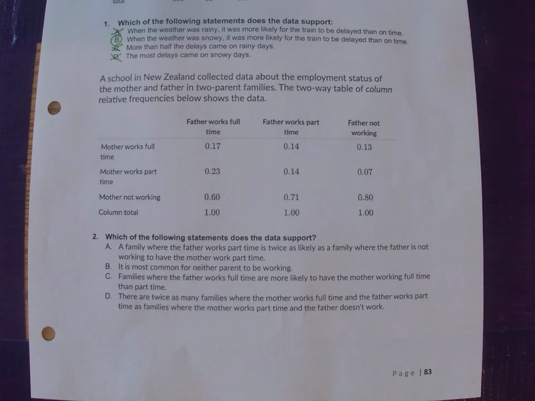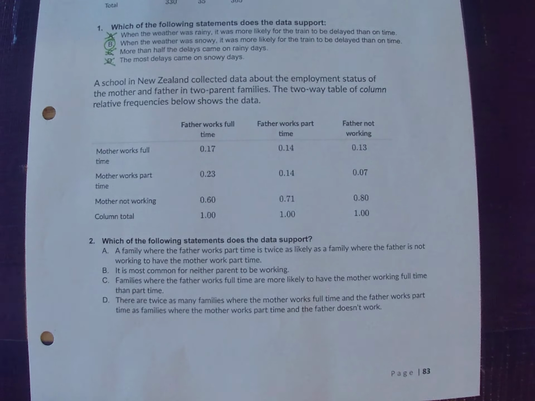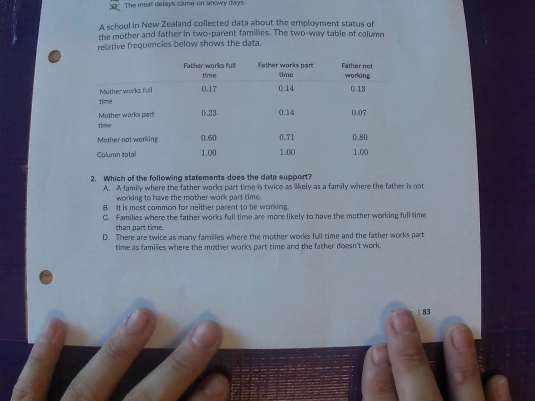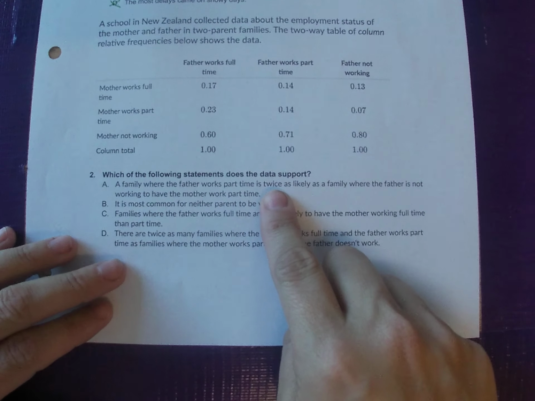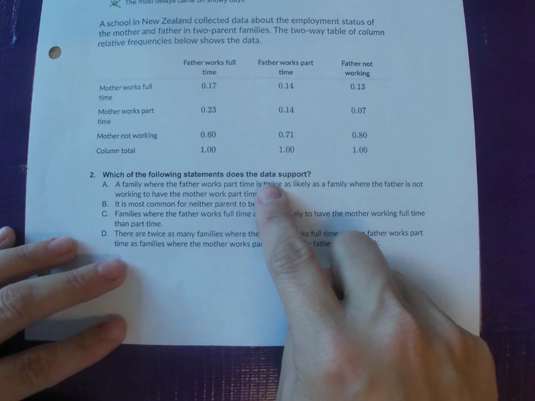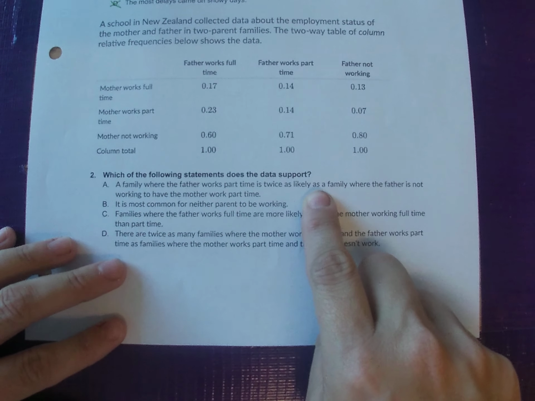Okay, here's our next one. A school in New Zealand collected data about the employment status of the mother and father in two-parent families. The two-way table of column relative frequencies below shows the data. So this just already has the percents calculated for us. This is giving it to us in percent instead of in just numerical values, but we still are going to interpret it the same. Okay, so if we look at this, a family where the father works part-time is twice as likely as a family where the father is not working to have a mother work part-time.